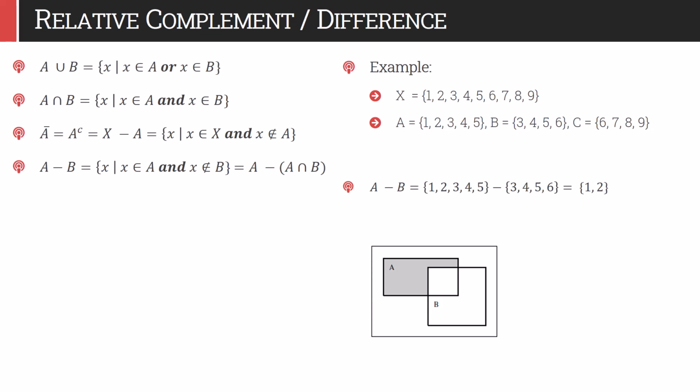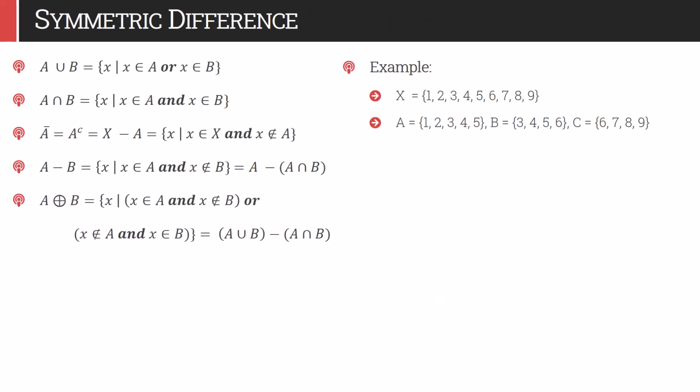Graphically we can represent it in this way. Elements in A should be there, but common elements we have to delete from it. Symmetric difference A symmetric difference B is defined as elements X such that X is a member of A and X is not a member of B, or X is not a member of A and X is a member of B. We can also represent the same operation using the mathematical equation A union B minus A intersection B.